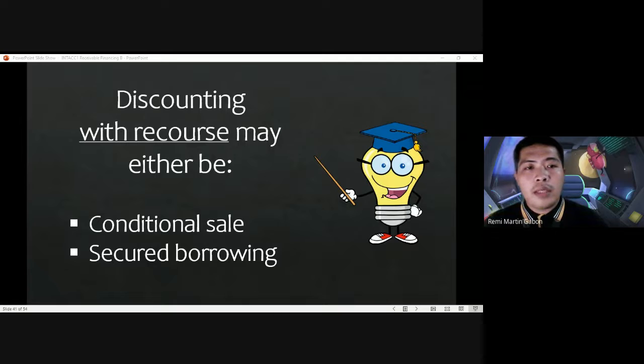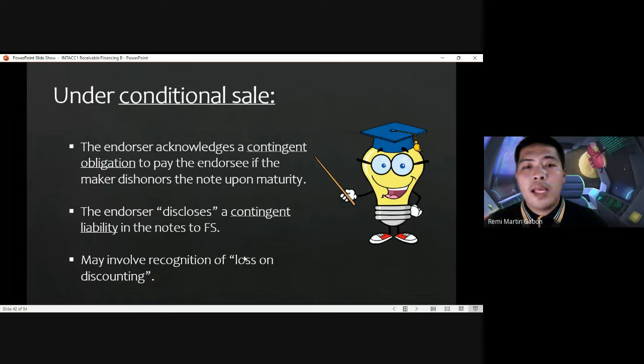To differentiate conditional sale and secured borrowing, we say that the discounting with recourse is a conditional sale when the endorser acknowledges a contingent obligation. By that, the endorser discloses a contingent liability in the notes to financial statements. And it may involve recognition of loss on discounting.